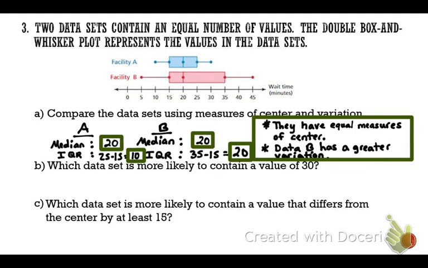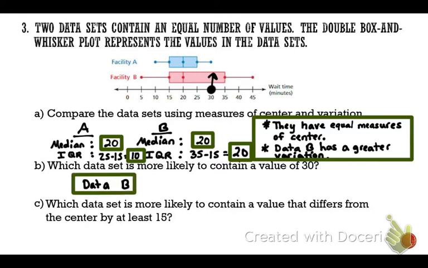All right, let's see what you came up with. Which data set is more likely to contain a value of 30? Who said A? Who said B? All right, looks like everyone said B. Here's the deal. 30, if I were to go up, I would land in the box right there, which is correct. The answer is data B. Let's try the last one.